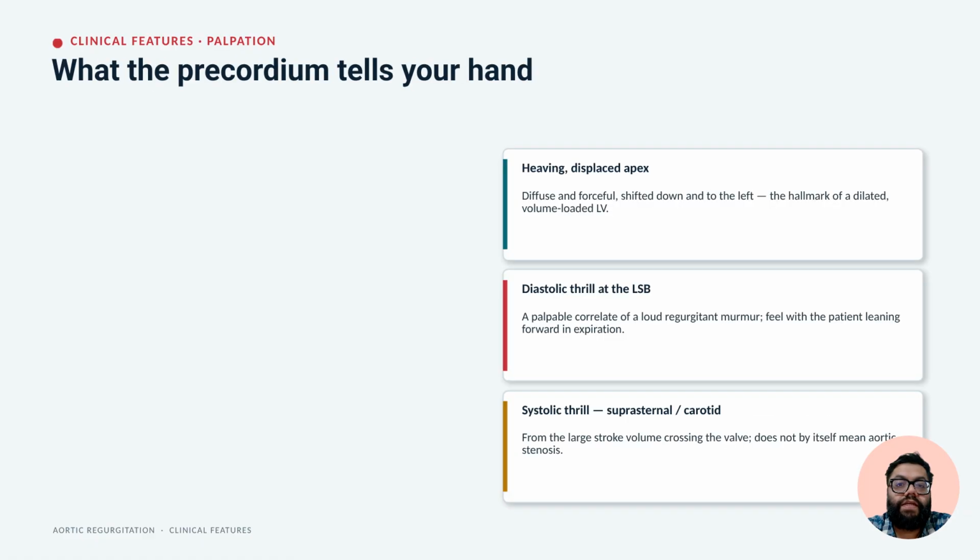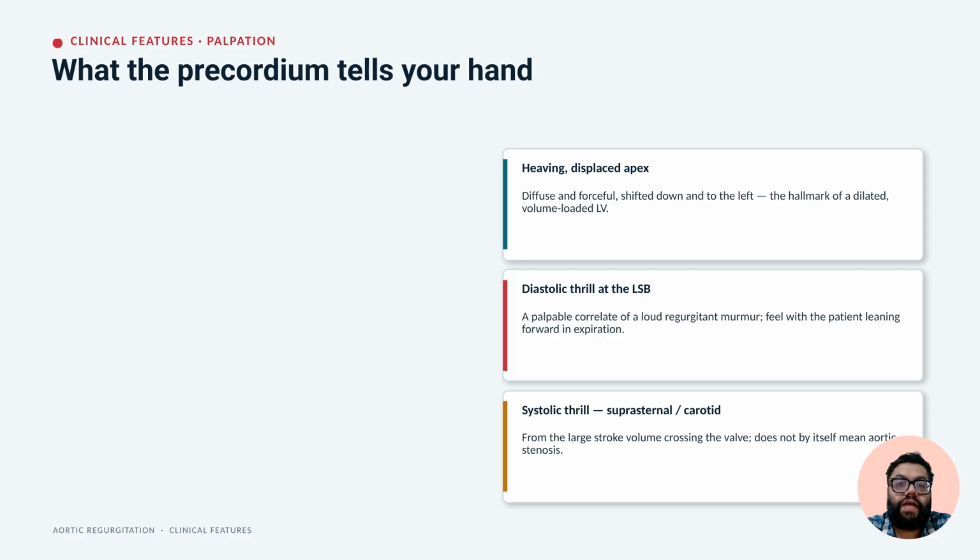Before the stethoscope, let your palm do some diagnosis. 3 findings sit on the precordium. First, the apex beat. In chronic AR, the dilated volume-loaded ventricle pushes it down and out to the left, and it feels diffuse and heaving rather than a neat tap. That lateral displacement is one of the better bedside guides to ventricular enlargement.